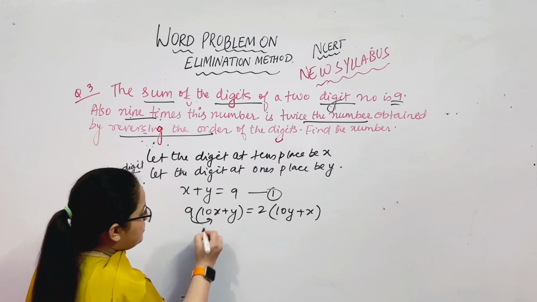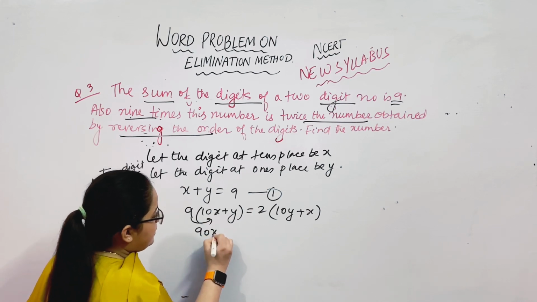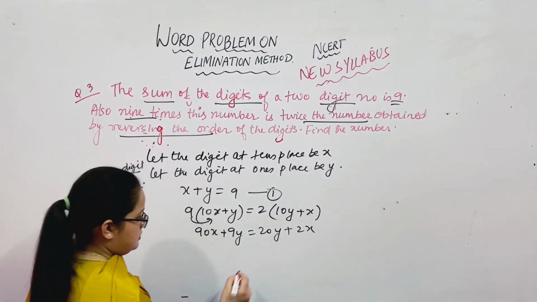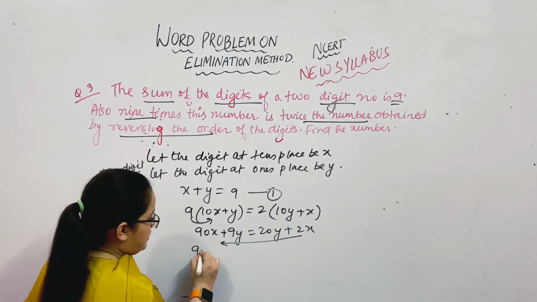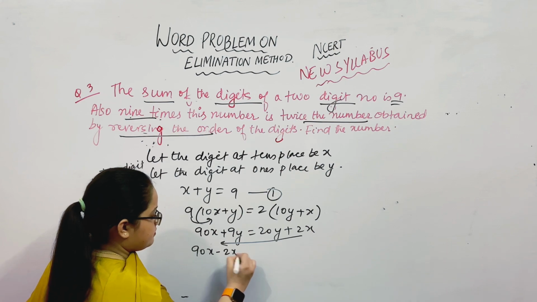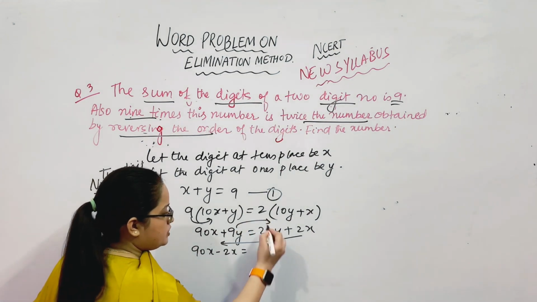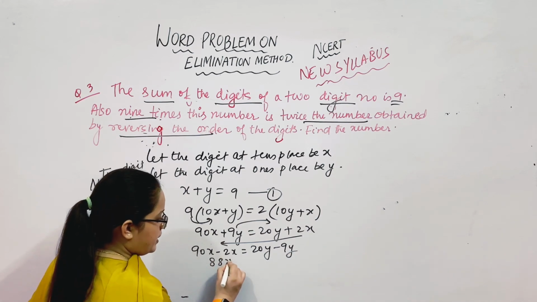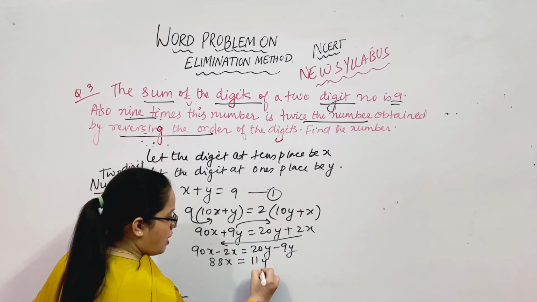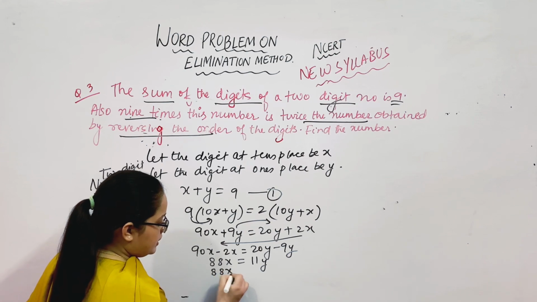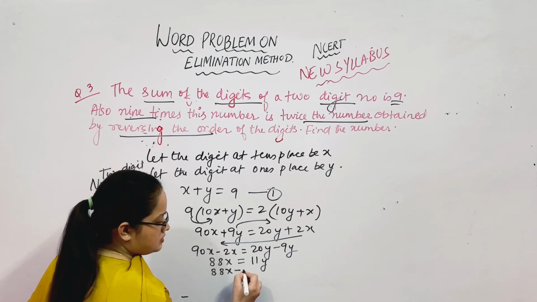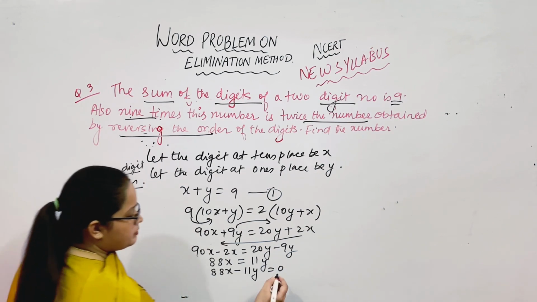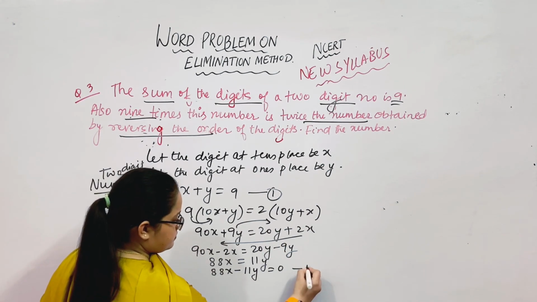So what I do, I'll just multiply 9 with 10x. 90x plus 9y is equal to 20y plus 2x. I'll take 2x to one side and 9y to the other side. So it becomes 88x is equal to 11y. Okay, so 88x, 11y I'll take to one side. Minus 11y is equal to 0. This will be our second equation.